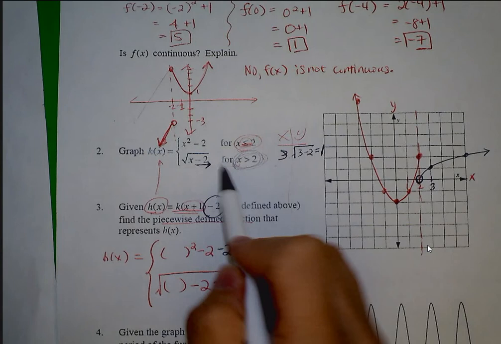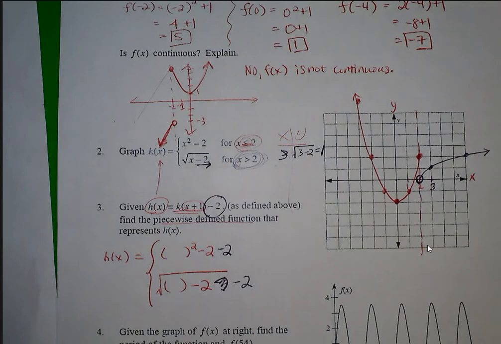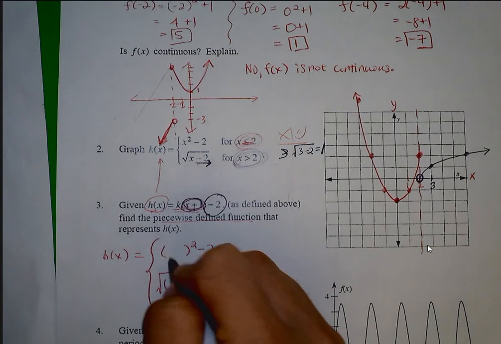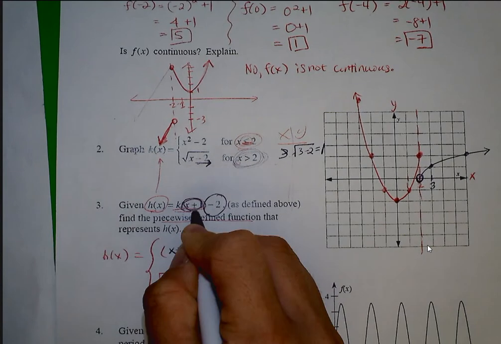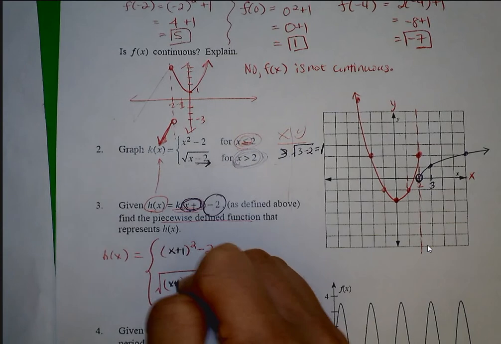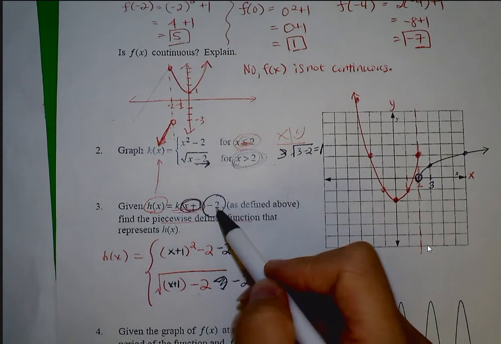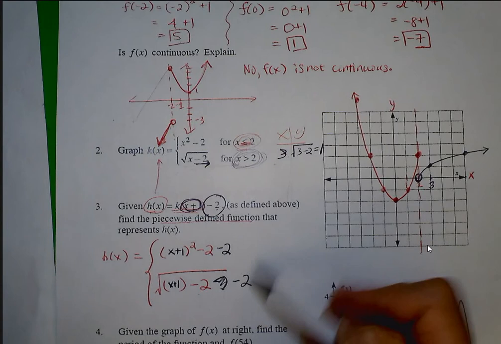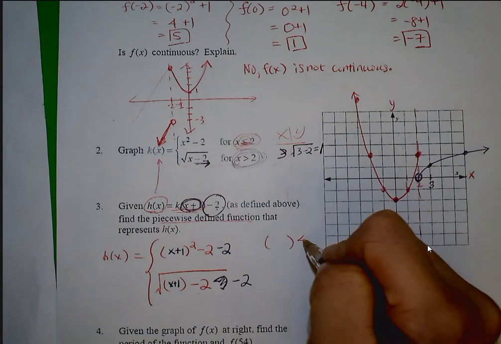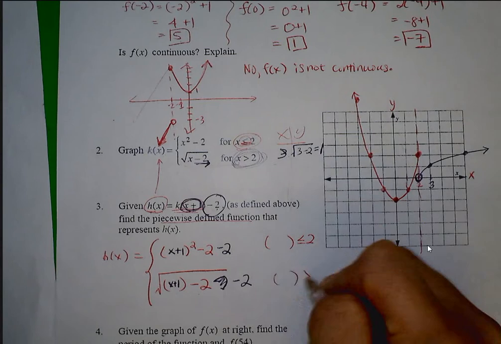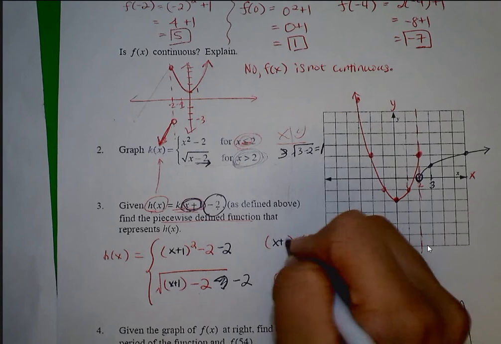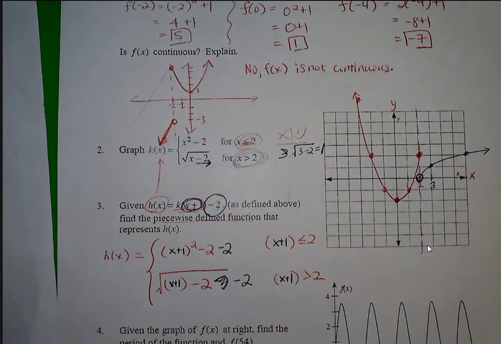So what do I plug into that parentheses? I'm going to plug in x plus 1. So x plus 1 is squared minus 2. And this is x plus 1 minus 2 square rooted. And then that whole quantity is subtracted by 2. As far as my transition points, my transition point used to be x is less than or equal to 2, and x is greater than 2. But now instead of x, I'm plugging in x plus 1.